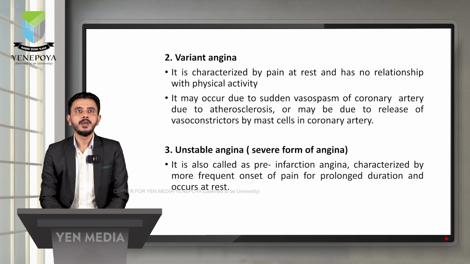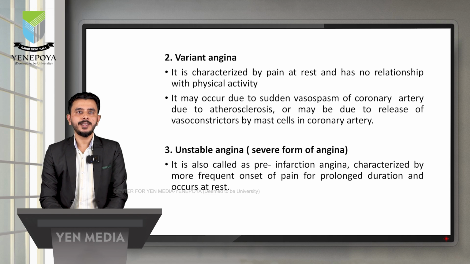Coming to the second one, variant angina. So there is a difference between stable and variant. It is characterized by pain at rest and has no relationship with physical activity. In stable angina, pain is there at exercise time, but in variant angina, pain is not there at exercise time, but at resting time the pain will be there. That is the main difference. It may occur due to sudden vasospasm of the coronary artery due to atherosclerosis, or may be due to the release of vasoconstrictors by mast cells in the coronary artery.